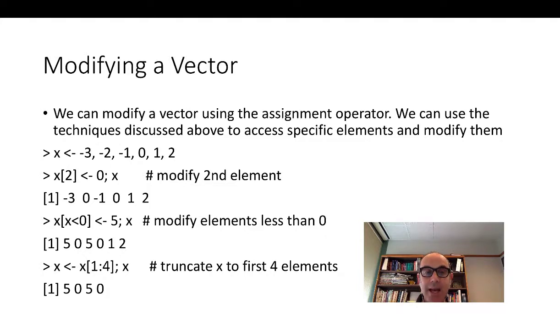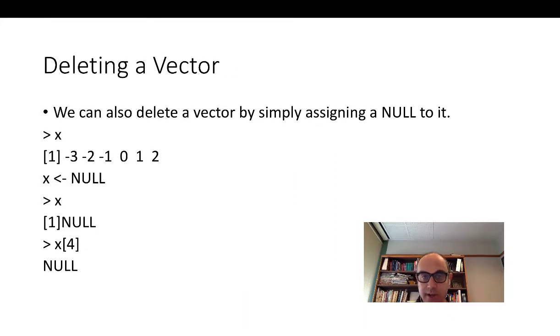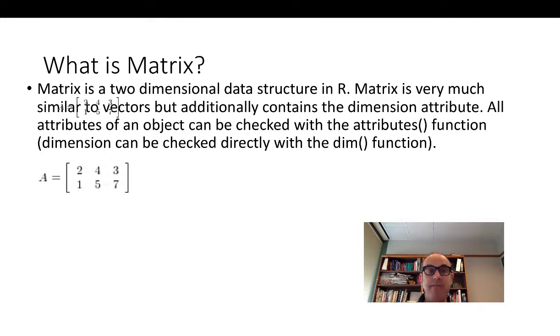Modifying the vector is also possible, and it's part of the arrangement of how we do things. So again, we can modify the second element, or we can modify the elements less than 0. We can also delete a vector, and in doing so we can eliminate the container that we have.